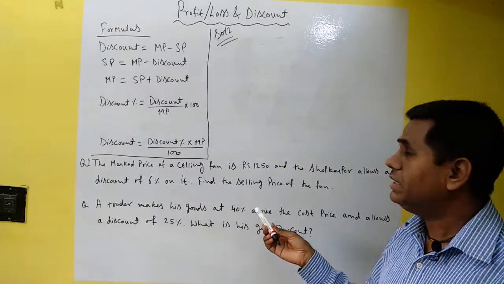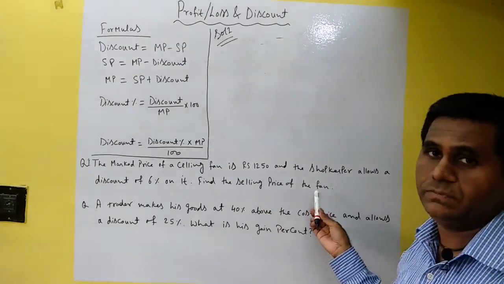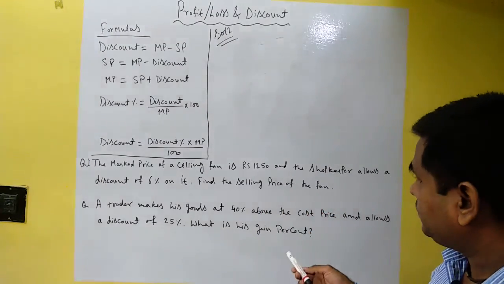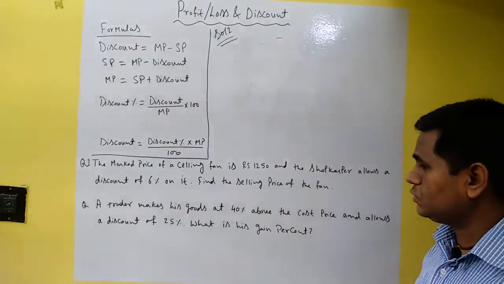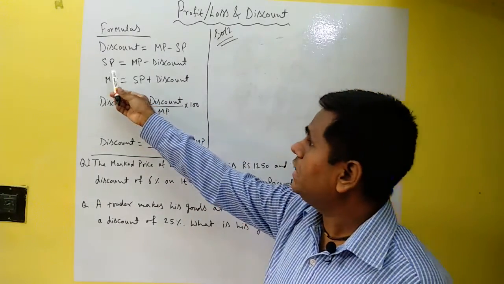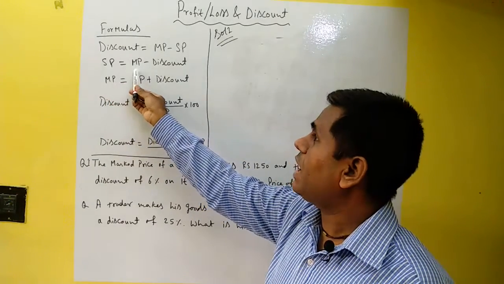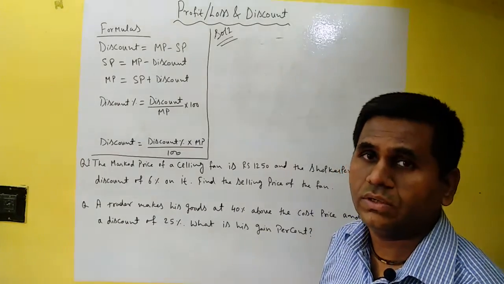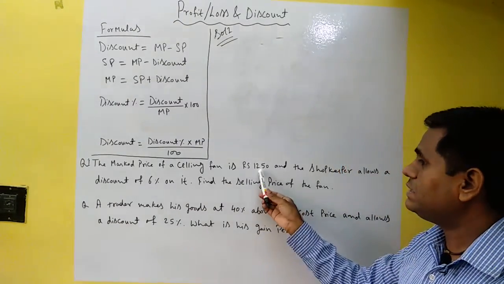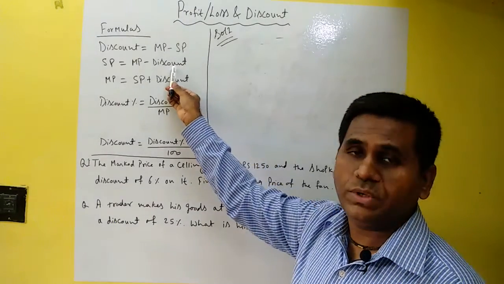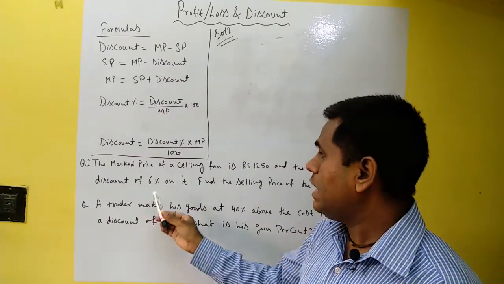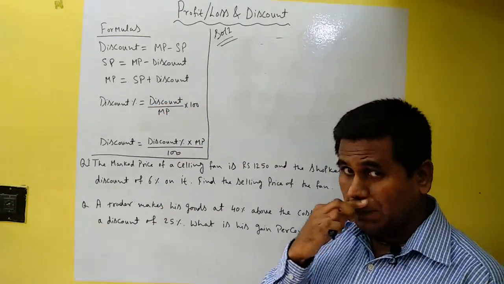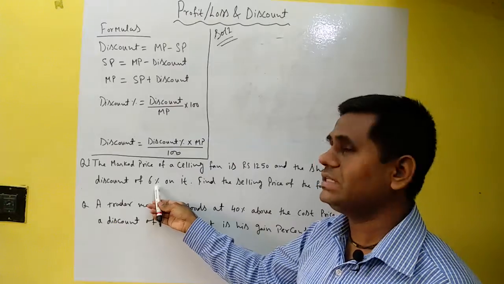We have to find the selling price of the fan. Okay, SP. So let us quickly solve this. To find the selling price, you can see here, we need marked price and discount. Marked price is given, but discount in rupees is required to find the selling price, and discount in percentage is given. So first we will find discount in rupees.